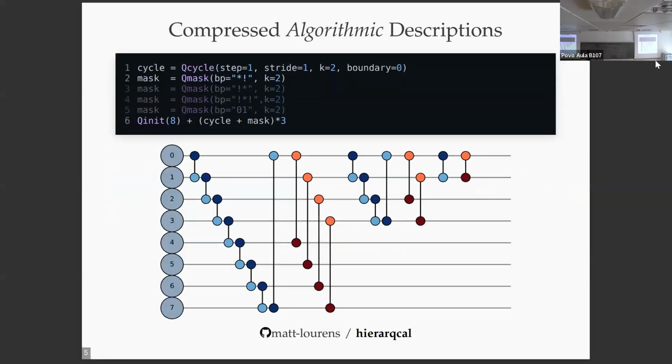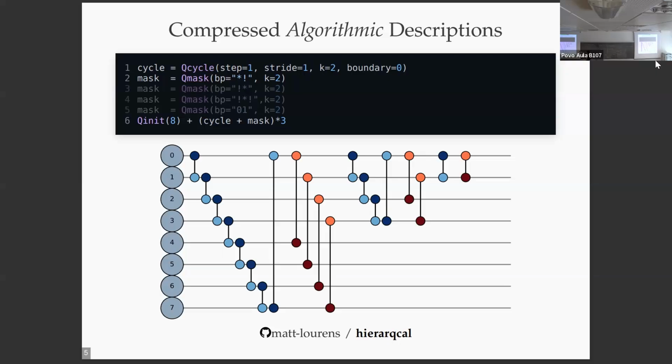Okay. So, the details here aren't important, but I want to give you an idea of how this language works. It's implemented as an open source Python package called hierarchical. In this example, if you look at the first two lines, I define a cycle and a mask, which is defined with this class Q cycle and Q mass. These I call primitives. Each has their own hyperparameters, which determine some rule on how to place a certain tensor along the circuit. And then in line 6 is where I generate this network.